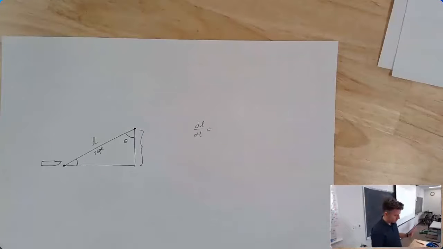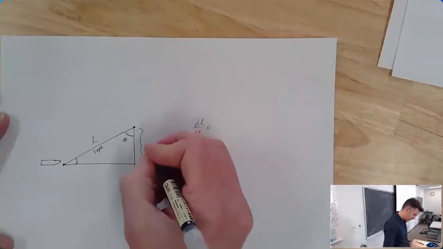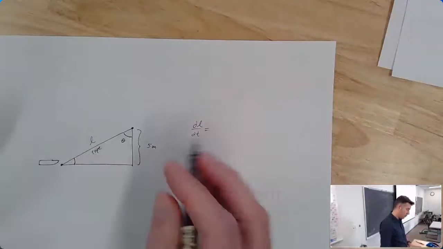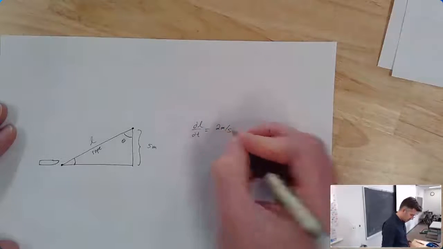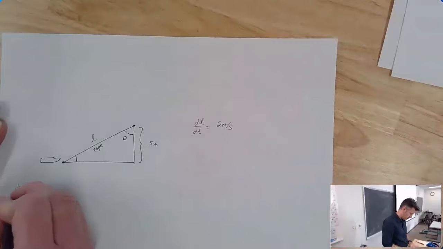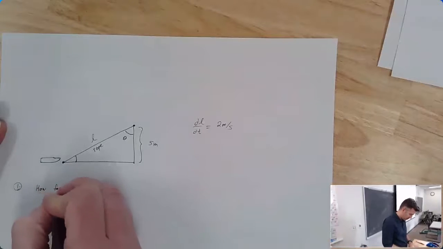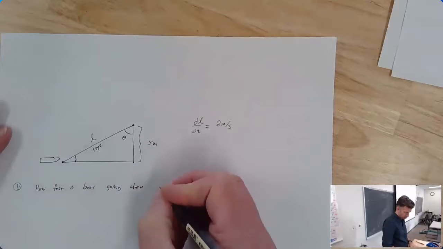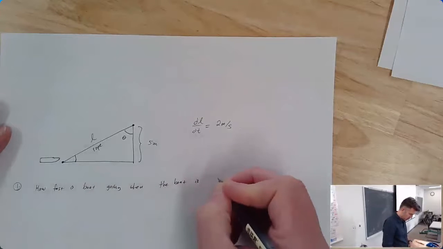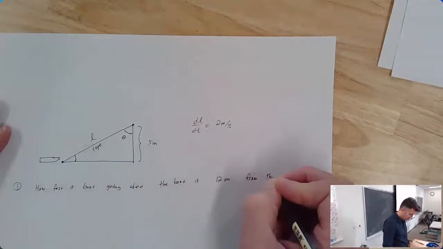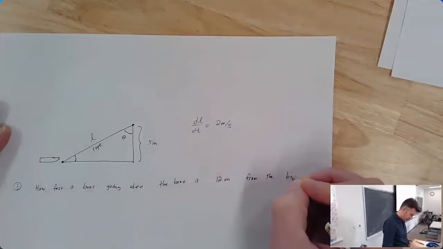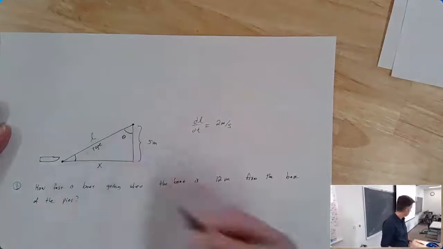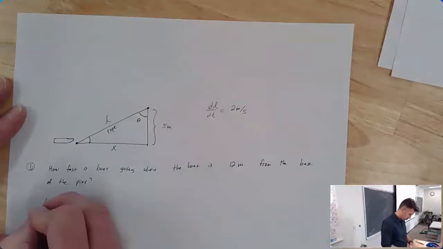So let's just throw some numbers in here and see what happens. Let's say that this pier is 5 meters high, and we're pulling the rope in at 2 meters per second. And we're asking first, how fast is the boat going when the boat is 12 meters from the base of the pier? So if I call this length x, what I'm really asking about is, what is dx/dt?